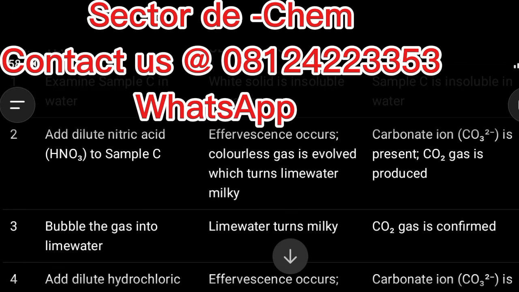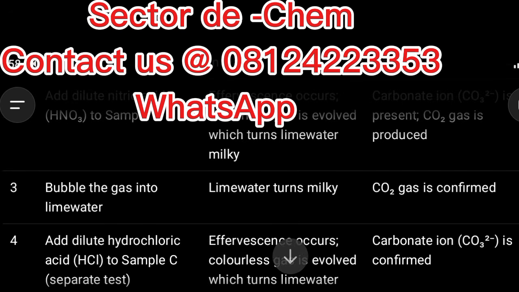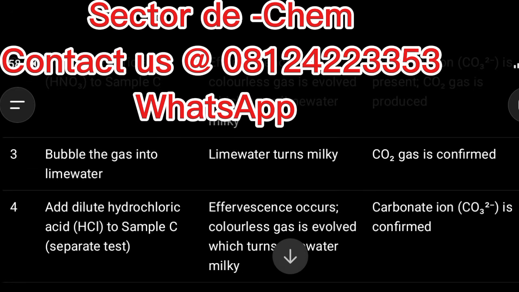Then test 3: bubble the gas into lime water, lime water turns milky. Then your inference is: carbon dioxide gas is confirmed. Then test 4: add dilute hydrochloric acid to sample C. It is a separate test because they can either give you the test with nitric acid or with hydrochloric acid. So whichever one they give you, then you will use it.